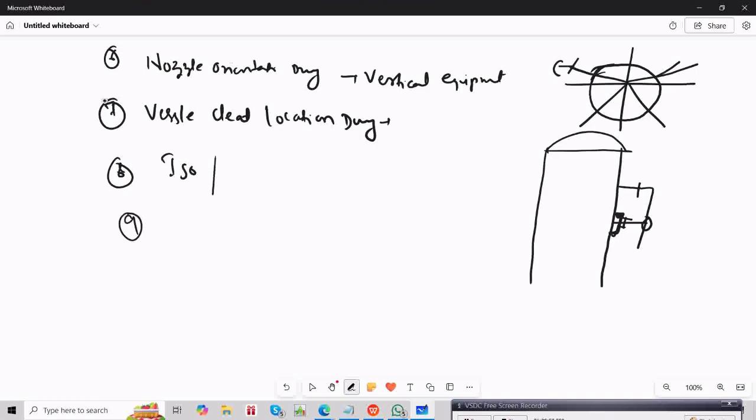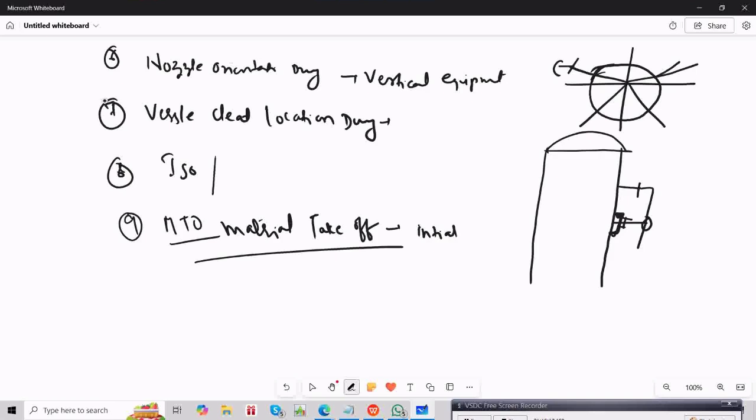Now the last point is called the MTO. MTO is called material take off. Material takeoff will happen in three phases. One is called initial MTO, the second one is called intermediate MTO, and the third one is called final MTO.